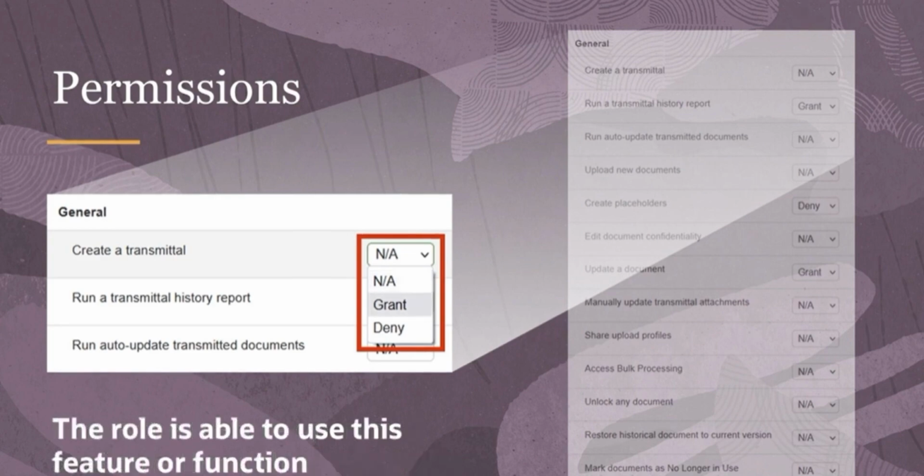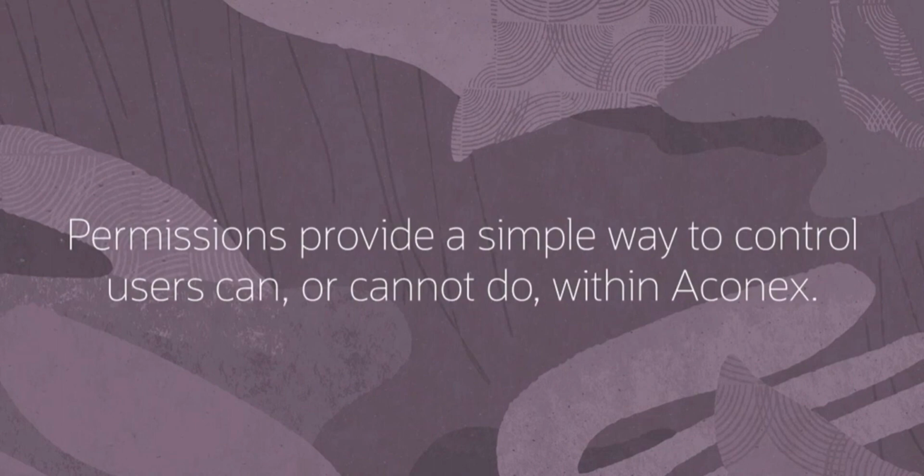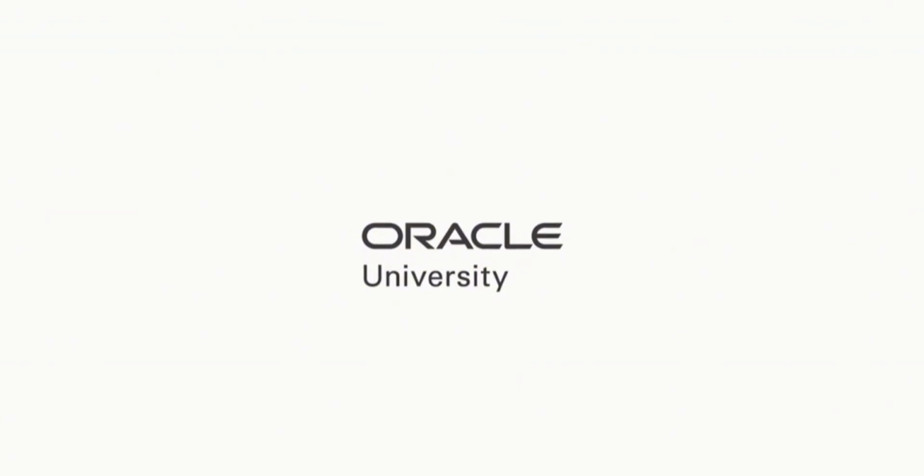Next is grant. This, as the name implies, means that the role is able to use this feature or function. And last is deny. This prevents access to the function. If a user is assigned more than one role where a feature is denied on one of them, that permission cannot be overridden by the other roles. Permissions provide a simple way to control what users can or cannot do within Aconex.